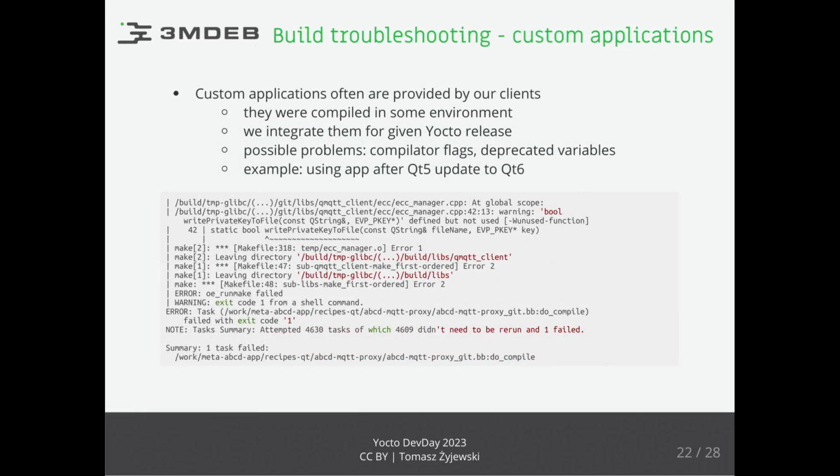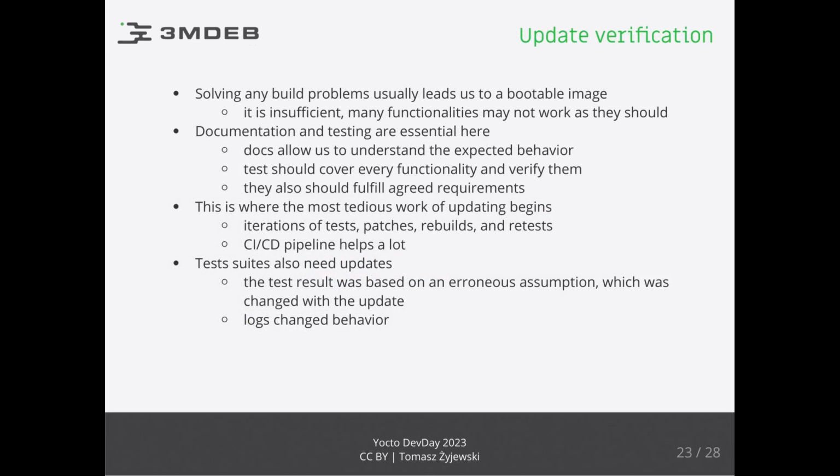Next, we have the custom application example, in which one of the projects was using Qt5. After the update to Kirkstone, it was changed to Qt6, and our application was not compatible with that. So we needed to take our source code, check what was not working correctly, and make proper changes. After that, we were able to compile the application and provide the functionality that should be provided.